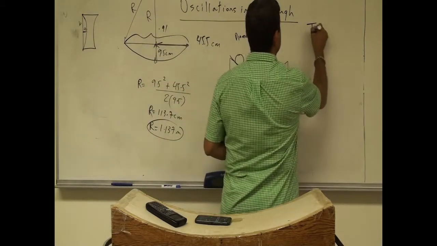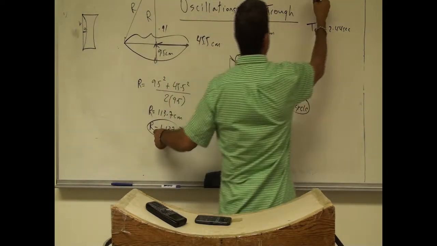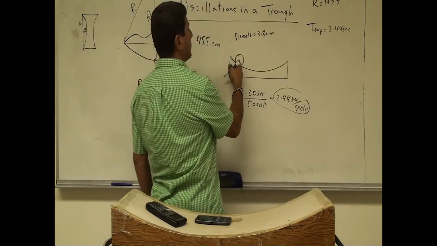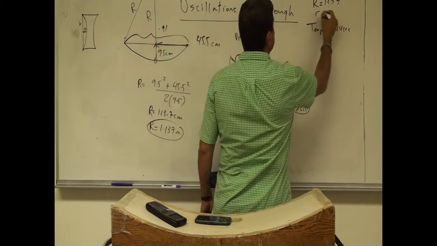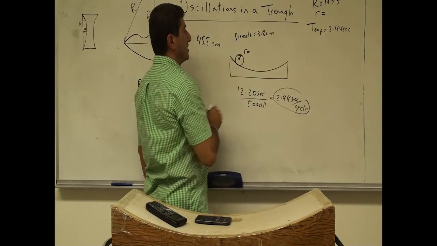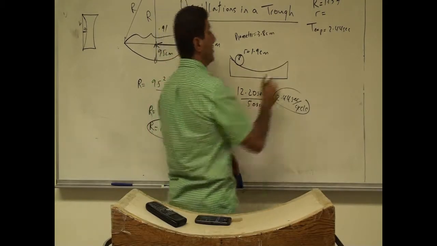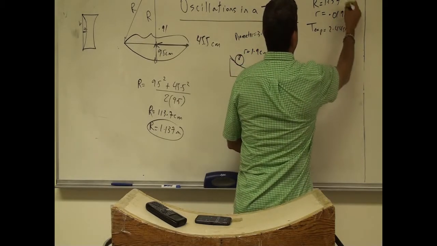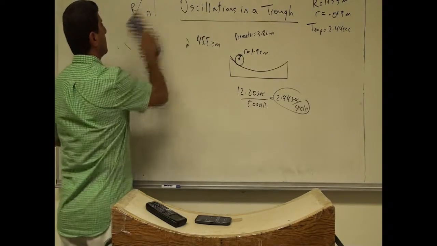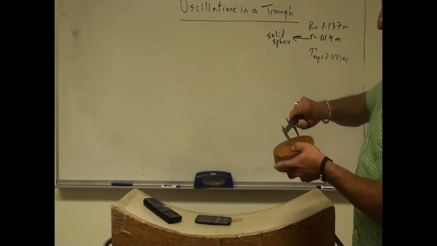So let's put this here, T experimental, 2.44 seconds. Let's put the radius of the big trough, 1.137. And then let's put the radius of the ball itself. The little r is going to be the radius of the ball. This one is 1.9 centimeters, right? So then convert that to meters, 0.019 meters. Okay? Now let's run it with a solid cylinder. It's bigger, so let's measure the radius of that cylinder.